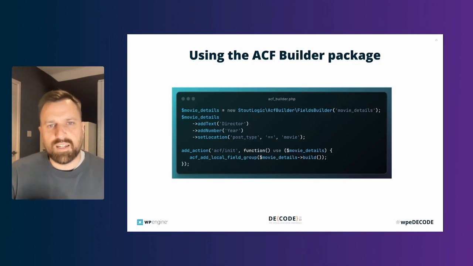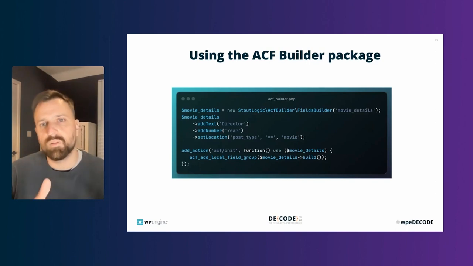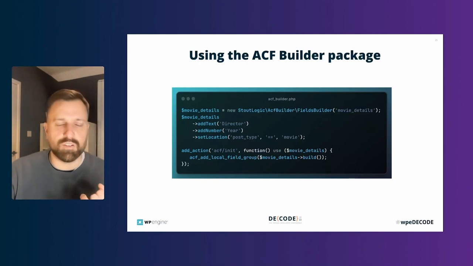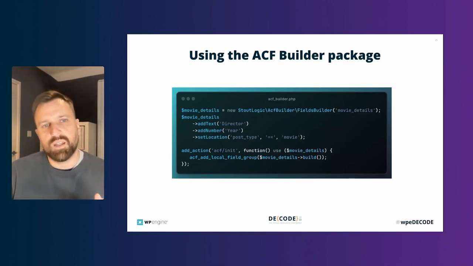And then this is what the code looks like. You're instantiating an instance of the Fields Builder, and you're giving it the slug of what would be the field group. And then you're saying, in this field group, let's add a text field called Director. Let's add a number field called Year. And then importantly, we're going to set the location for the field group to appear on the post type of movie.